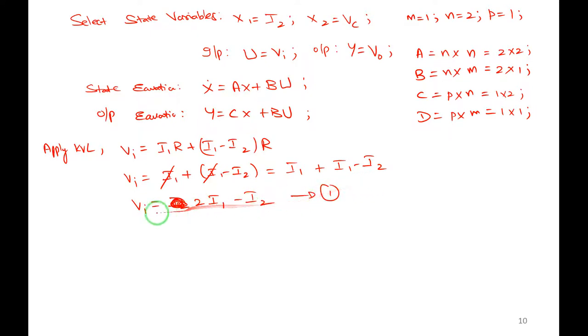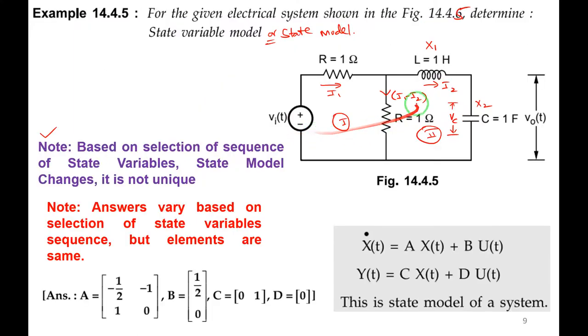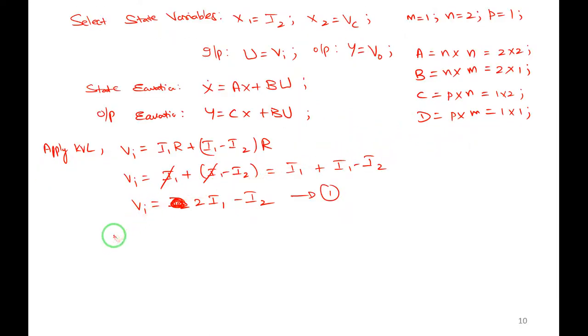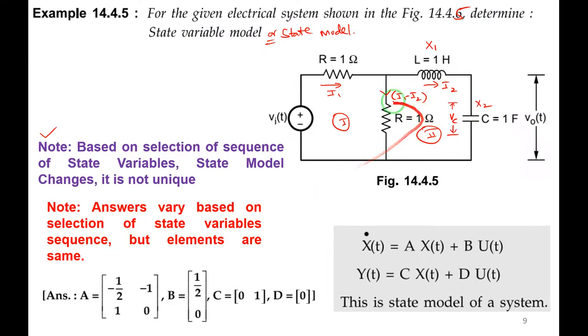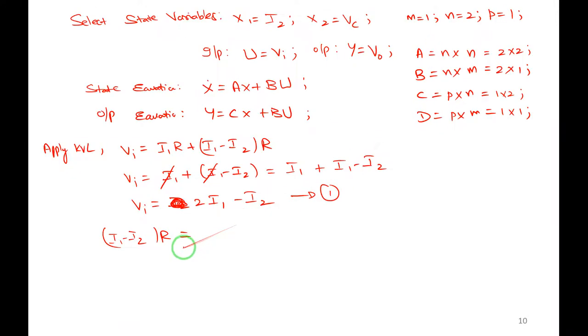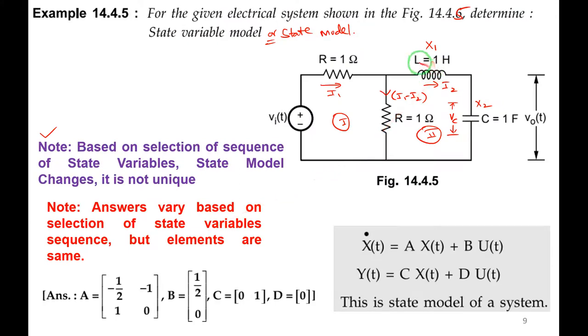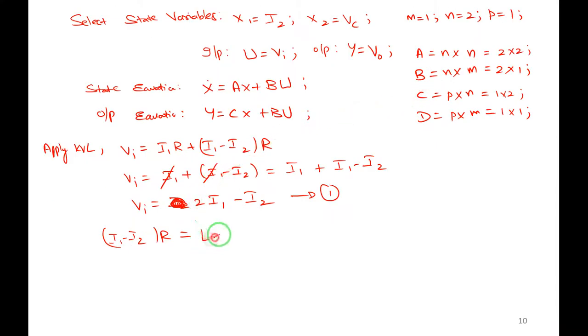Fine. Okay, next up we will apply the KVL for the second loop. Second loop, this one, right? So the voltage across this, I1 minus I2 into R, is equal to, I will treat it as a source, I1 minus I2 into R is equal to L into di2 by dt.